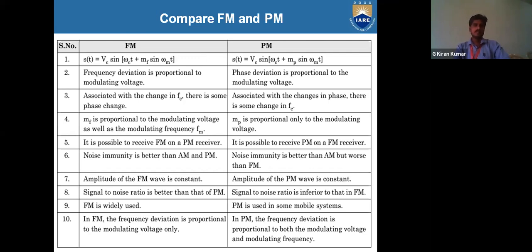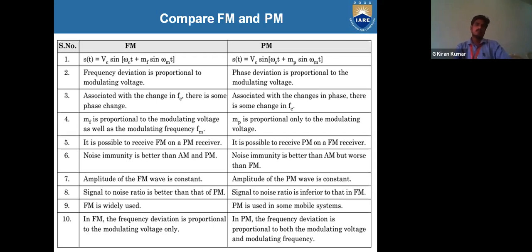And the tenth point: in FM, the frequency deviation is proportional to the modulating voltage only. And in PM, the frequency deviation is proportional to both the modulating voltage and modulating frequency in certain cases. Okay, not in all cases, certain cases only. So this is about the comparison of FM and PM waves.